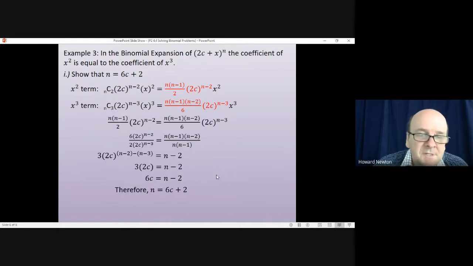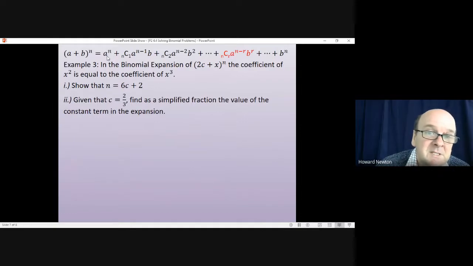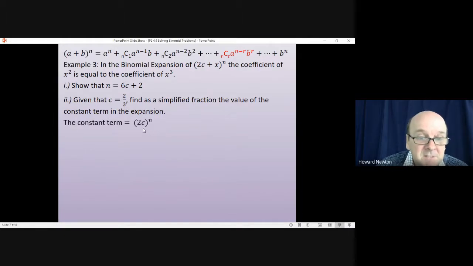That's part 1 done. Part 2 says, given that c is equal to 2/3, find as a simplified fraction the value of the constant term in the expansion. Now, the constant term, what's that? The constant term is the term that doesn't have any x's in. So it's the term which has just got c's in it. It'll be the very, very first term in the binomial expansion, so a to the power of n, or in our case, it'll be 2c to the power of n. So that's the constant term, 2c to the power of n.